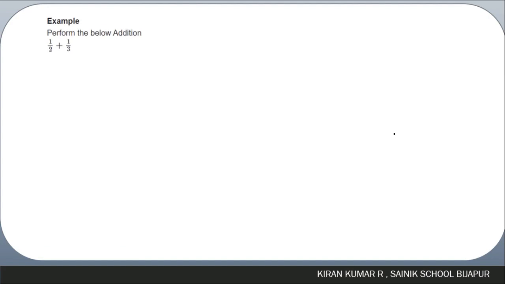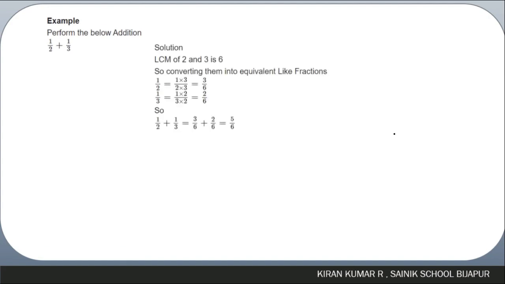Let's take up the example 1 by 2, 1 by 3. If you want to add, take LCM. LCM is 6. Convert each one of them with the same LCM as the denominator. Then we add 3 and 2 by keeping the same denominator 6.